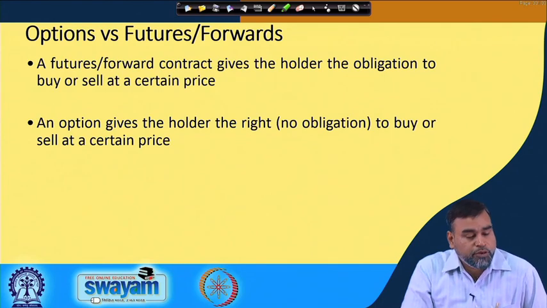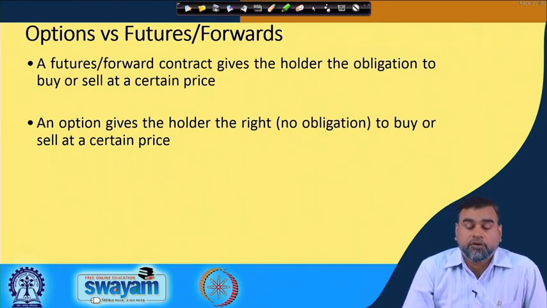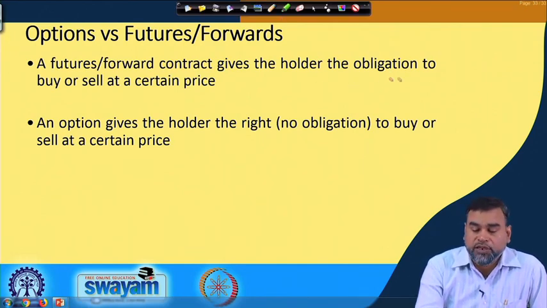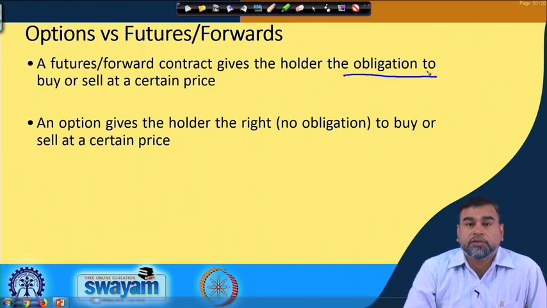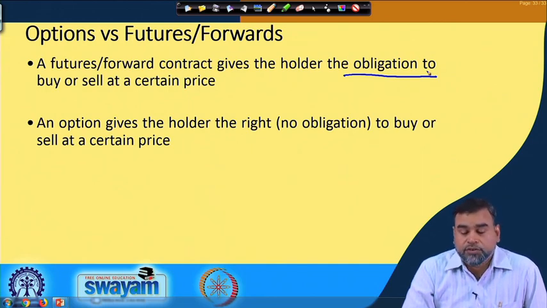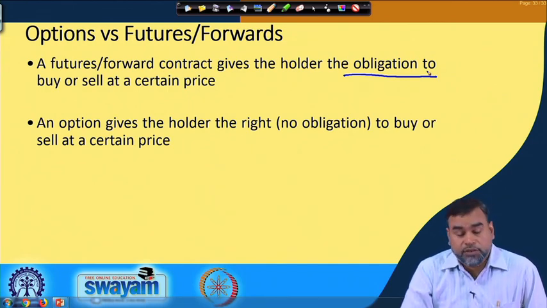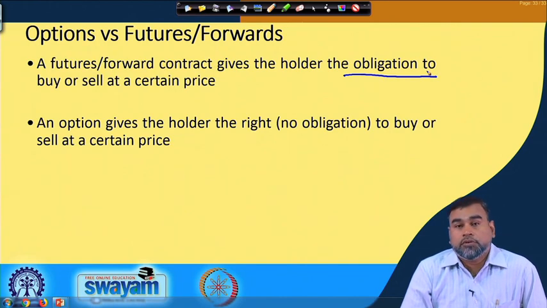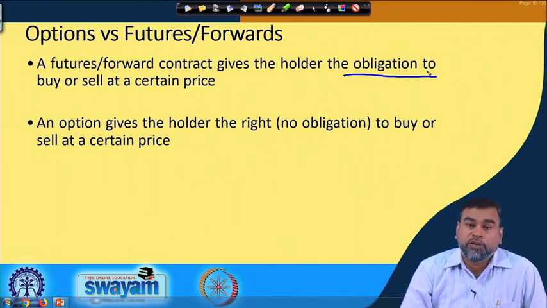Then, if you see the difference between options and the future or the forward, I already told you that future and forward contracts give the holder the obligation to buy or sell at a certain price, but the option gives the right, not the obligation, to buy or sell at a certain price. The option contract may or may not be executed, but forward contracts have the obligation to go for execution of that particular contract. That is the major difference between an option contract and the future or forward contract.